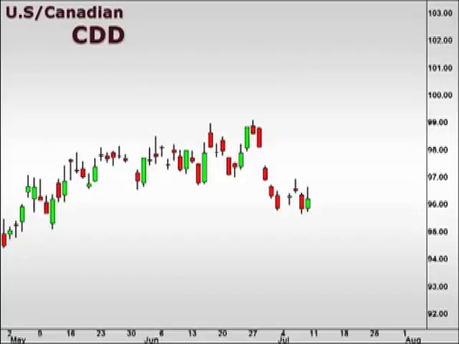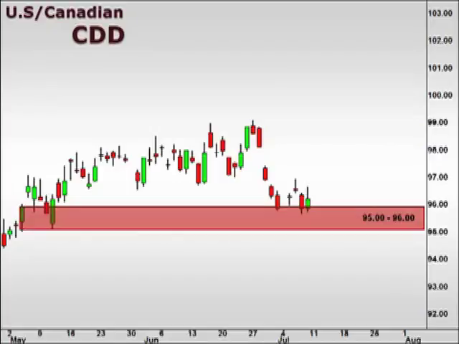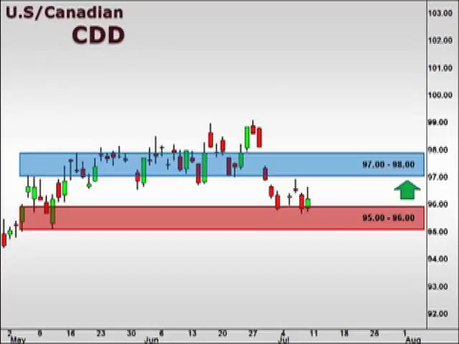Let's take a look at the US dollar versus the Canadian dollar as seen here in the ISE FX Options pair value CDD. Now, CDD found support at the 96 level as expected. A bounce here is likely to meet with resistance within this 97-98 focal zone.